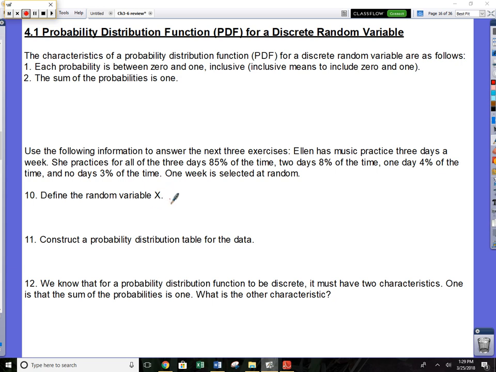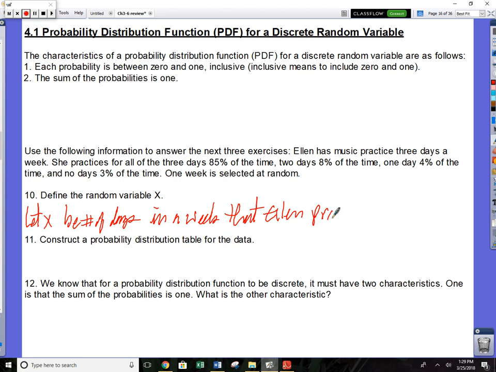First of all, what are we going to assign? Define capital X as the number of days in a week that Ellen practices. So little x can take on 0, 1, 2, and 3. So 3 is the highest.